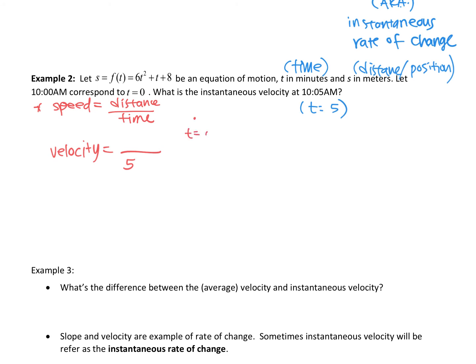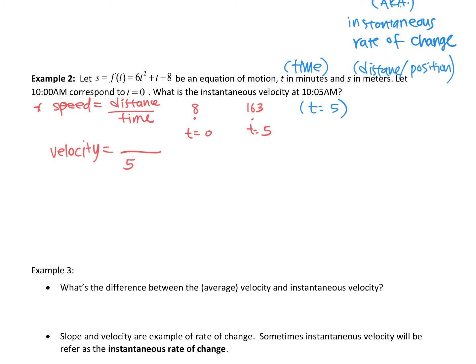So when time is equal to 0, I'm gonna plug in 0 here. 0, 0 plus 8 is 8. So my position was 8. At time is equal to 5, what's my position? I'm going to plug in 5, so 6 times 25 plus 5 plus 8, which gives you 163. So I started from position 8 and ended at position 163.